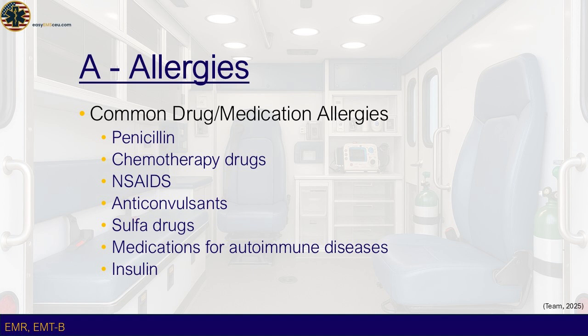NSAID allergies can develop slowly, over time and after repeated doses. Anticonvulsants, sulfa drugs, which are sulfonamide-containing antibiotics, medications for autoimmune disorders, and insulin, which although naturally occurring in the human body and produced in the pancreas, is now synthetically manufactured in labs and can be recognized by the body as a dangerous foreign invader.